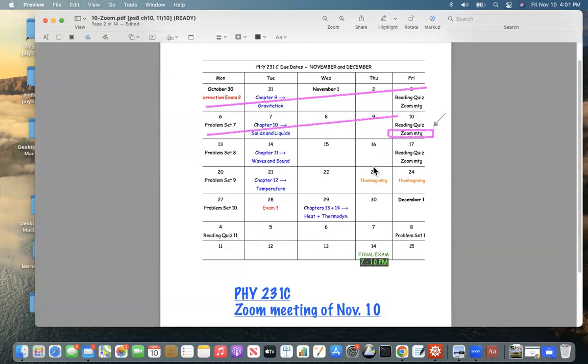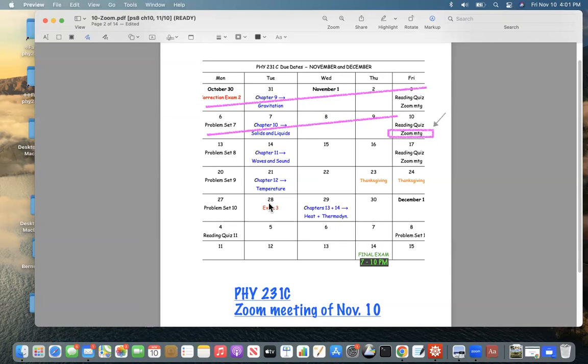We're sort of approaching Thanksgiving, so we will finish chapter 10 now and chapter 11 next week, and then a little bit of chapter 12 takes us to Thanksgiving. And then after Thanksgiving, there'll be the third midterm exam.